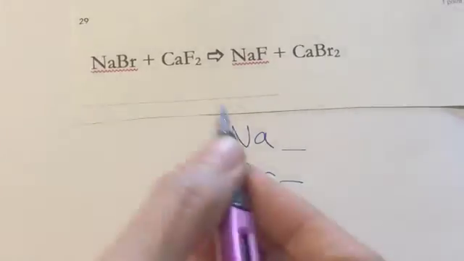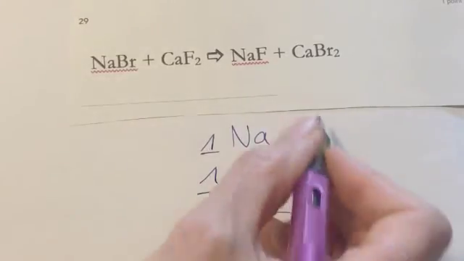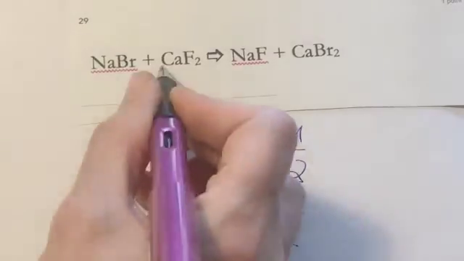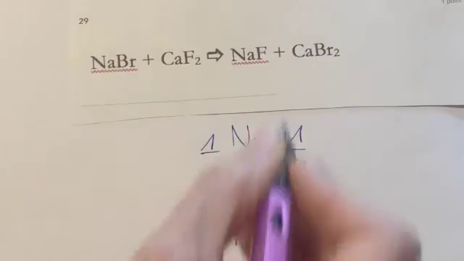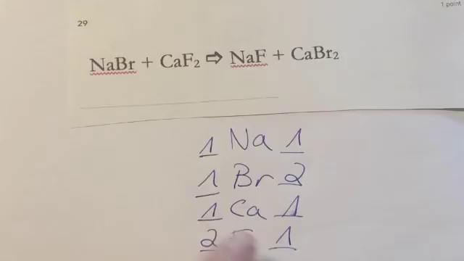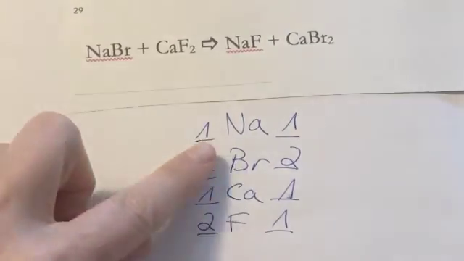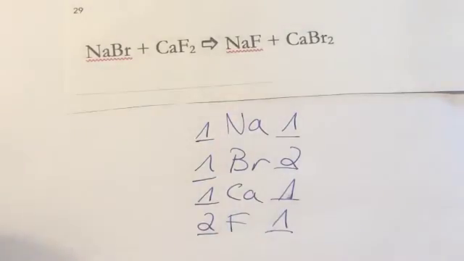So we've got Na, we've got 1 on this side, 1 on that side. Br, we've got 1 on this side, we've got 2 on that side. Ca, we've got 1, and here we've got 2, and here we've got 1. So as you can see, both of our anions in this case are not balanced. The bromides aren't balanced, and the fluorides aren't balanced. So we can choose anywhere.